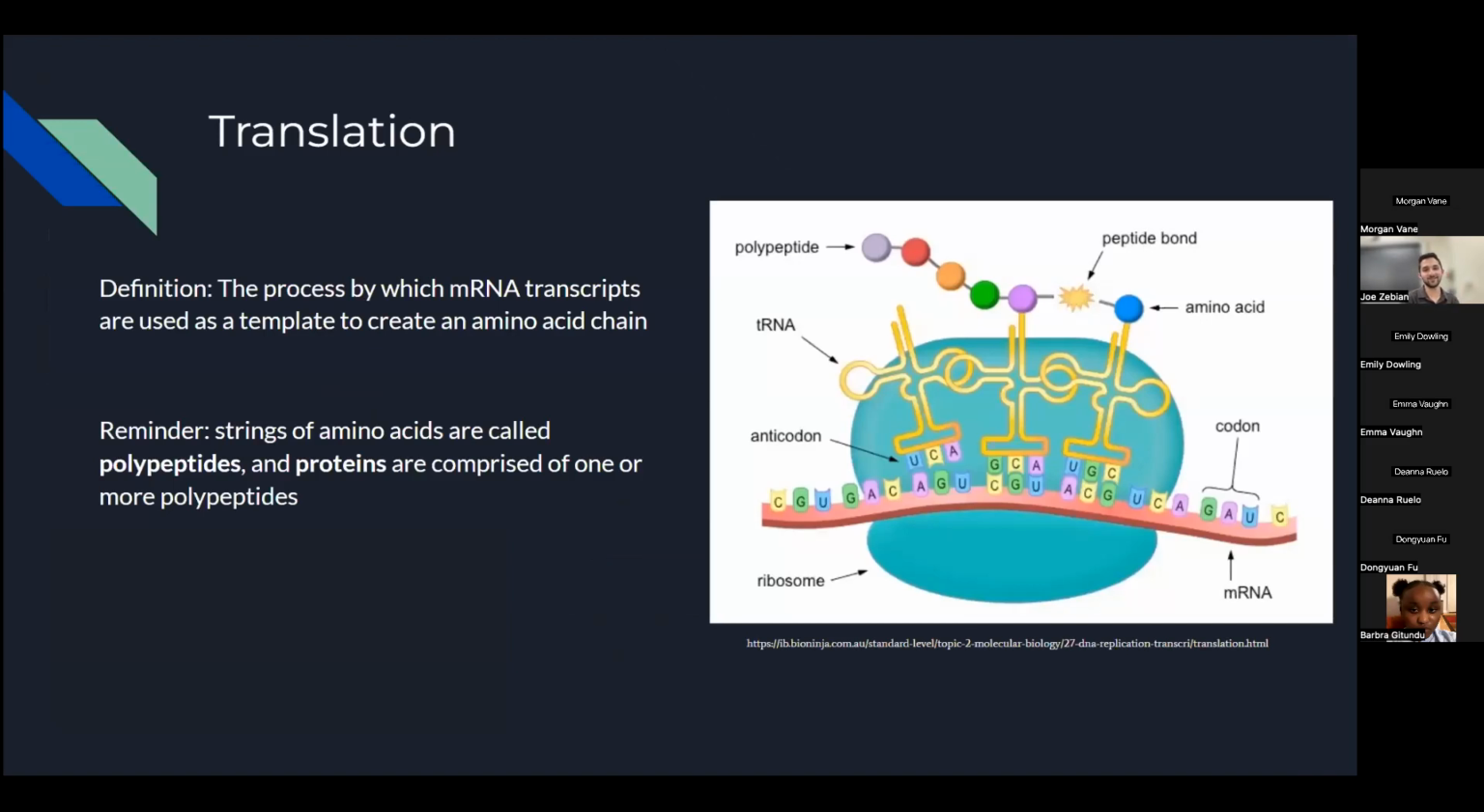Okay, translation. So we just talked about transcription. Now we're going to talk about translation. It is defined as the process by which mRNA transcripts, better known as mature mRNA transcripts, because they've been added with the 5' cap and the 3' poly A tail, are used as a template to create an amino acid chain, which can then become a protein. And that's the goal of all of this, to make proteins. So just remember that strings of amino acids are called polypeptides, and proteins are comprised of one or more of those polypeptides.